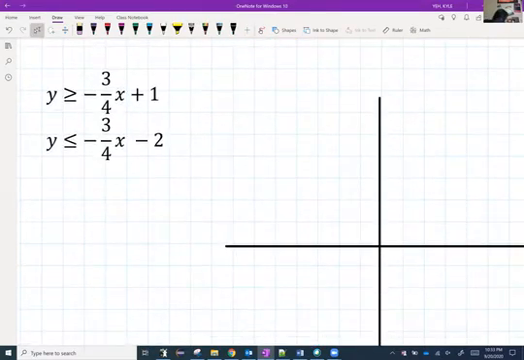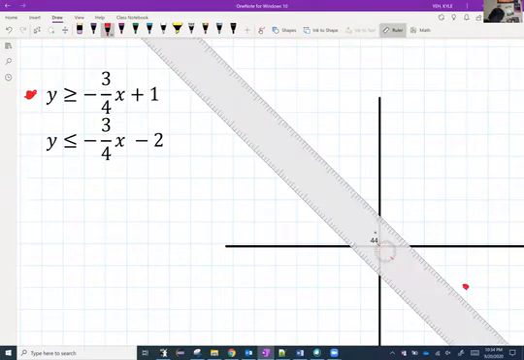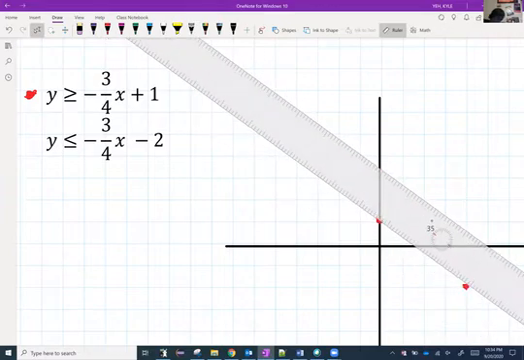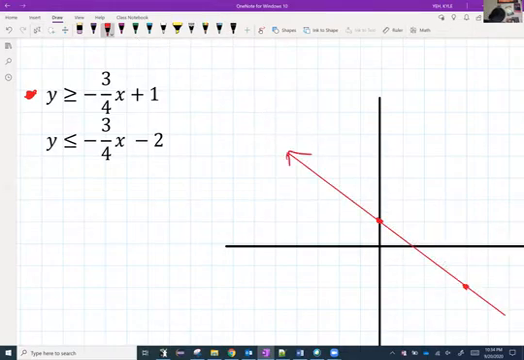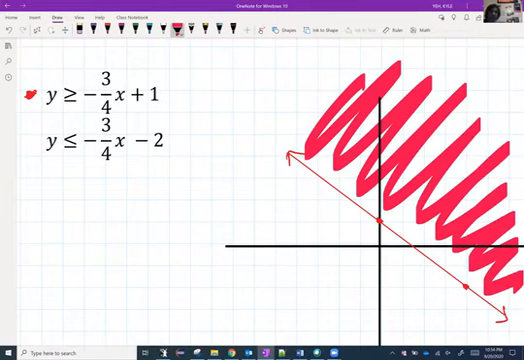I might switch up that second color. That was kind of hard to see. But y is greater than or equal to negative 3/4 x plus 1. So plus 1, slope of down 3 over 4. Grab my ruler. I know that greater than or equal to, so this can be a solid line. Put that up there, and y is greater than or equal to that. So I will grab my red and shade above that line. Y is greater than or equal to, that's my first one.